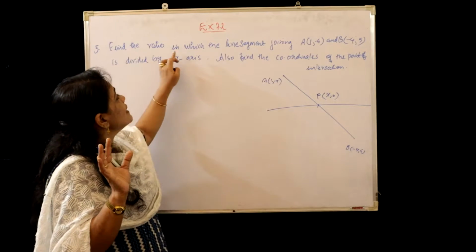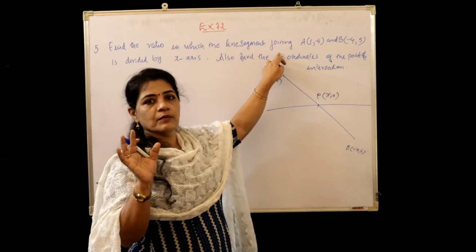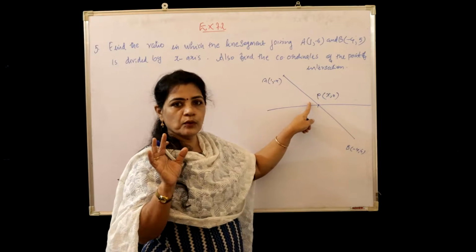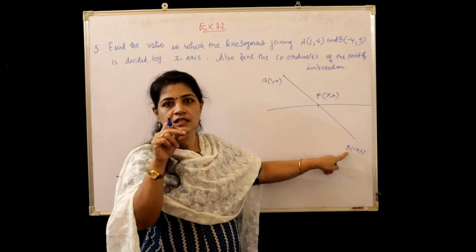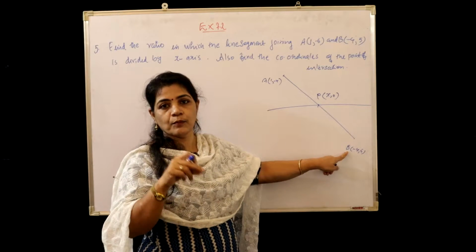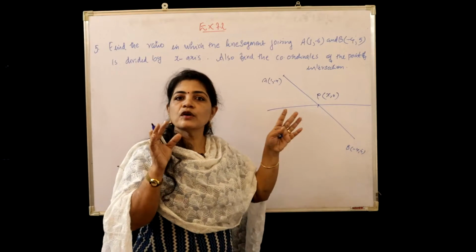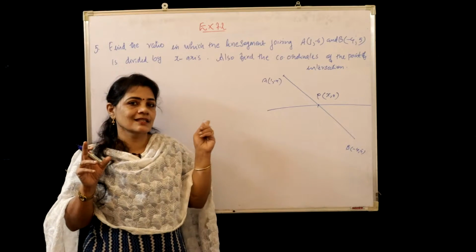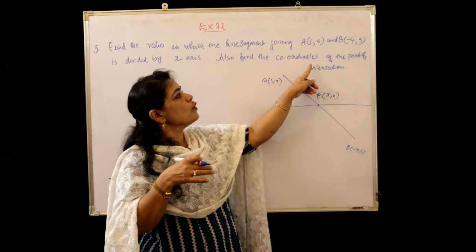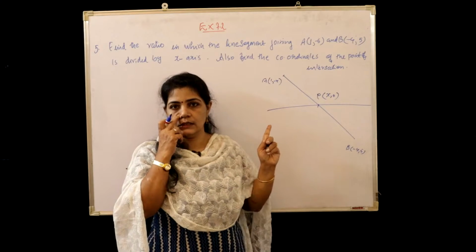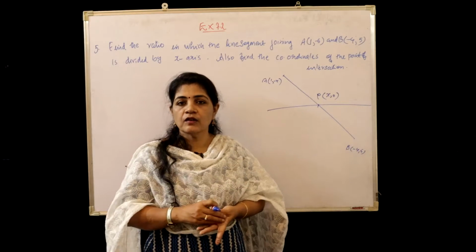So we have to get the ratio in which the line segment is divided, that is AP is to PB, the ratio by which this point on the x-axis divides it. So in this question there are two subparts: first we should get the ratio, and after that find the coordinates of the point of intersection. So first we can find out the ratio.